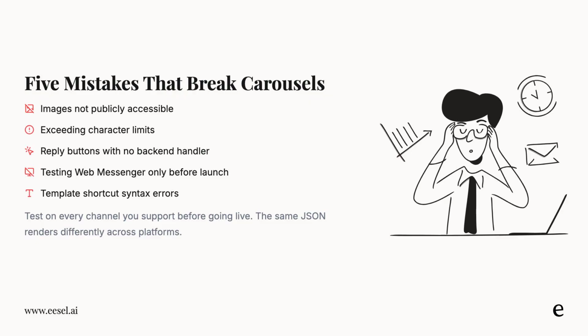Testing only the web messenger before launch misses how carousels render on other channels. And template shortcut syntax errors cause the carousel to send as raw text instead of cards. Test on every channel you support before going live.